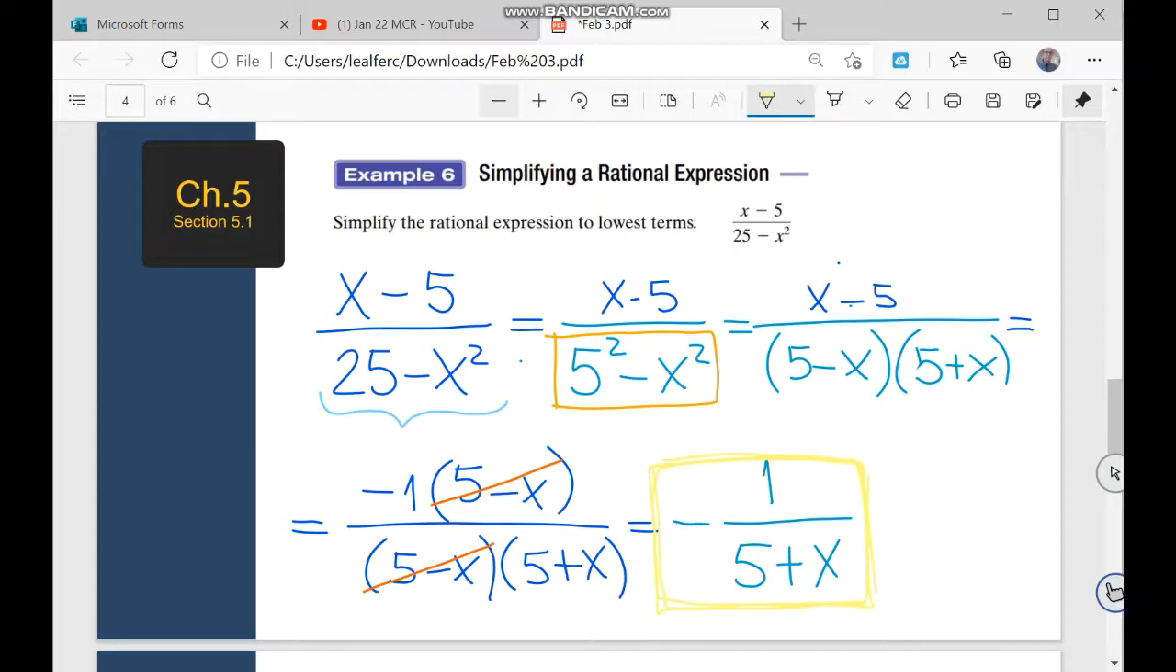Yes, 5 minus x we can cancel out, and the result is going to be a much nicer, cleaner, and simpler rational expression that's equivalent to the original one.